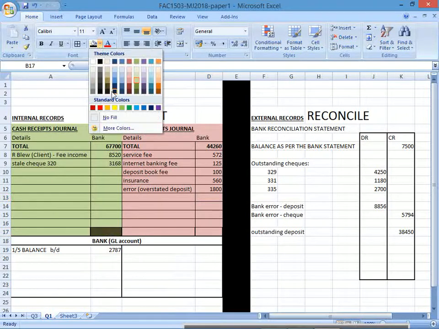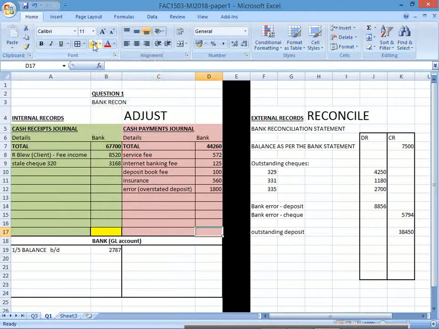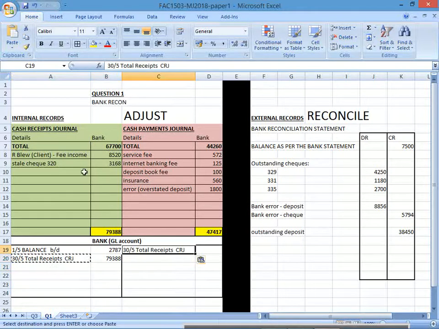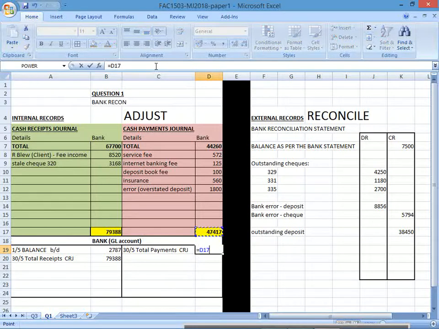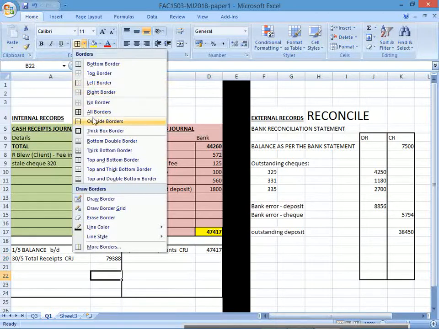Total up everything on the left for your cash receipts and the right for your bank for cash payments. Sum up all of this. Sum up all of that. Receipts increase your bank account. So 30th of the 5th, total receipts, CRJ, equals that figure. On this side, total payments. Payments decrease your bank account. Bank is an asset. Assets decrease on the credit side, so the balance equals that amount, 47,417. Right, then you need to balance off this T-account.